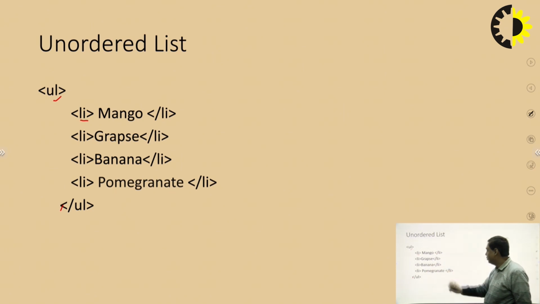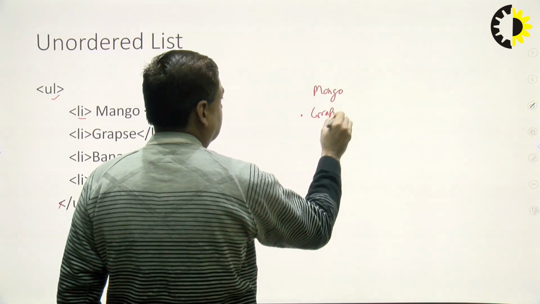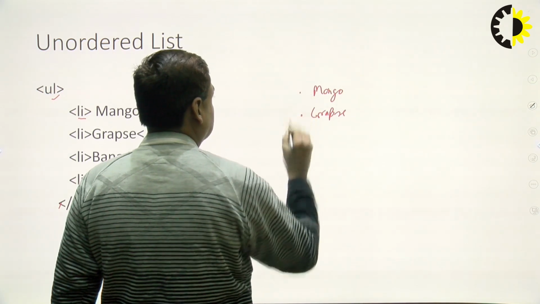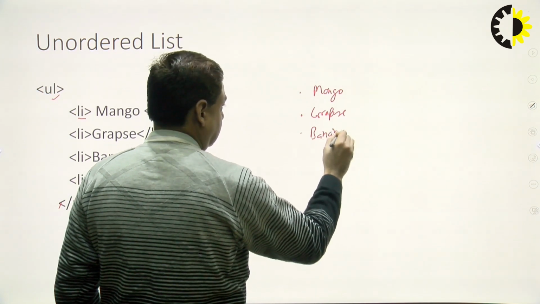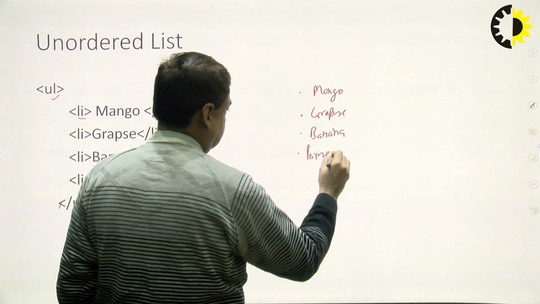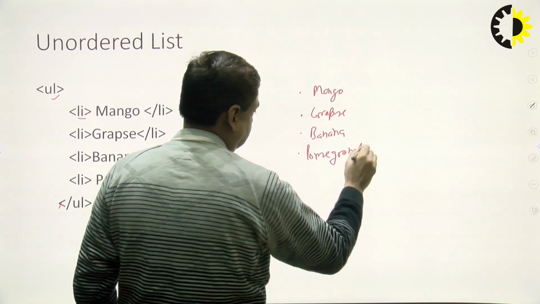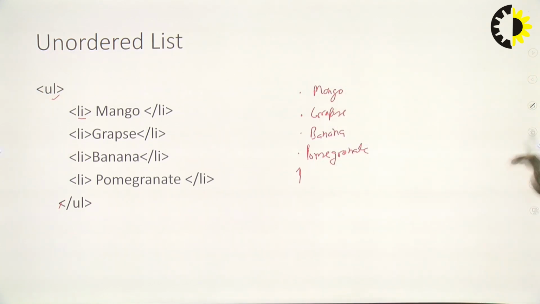So we have the 4 elements in the list. So it will display this way, like dots will be displayed here. Then write mango, dots will be here, again dots will be here, grapes, then banana, then pomegranate. So you can see here the dots are here. So this is called an unordered list.